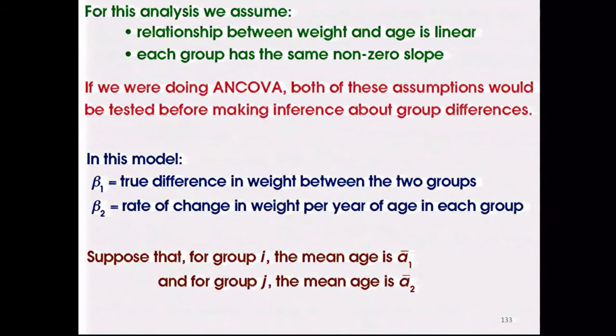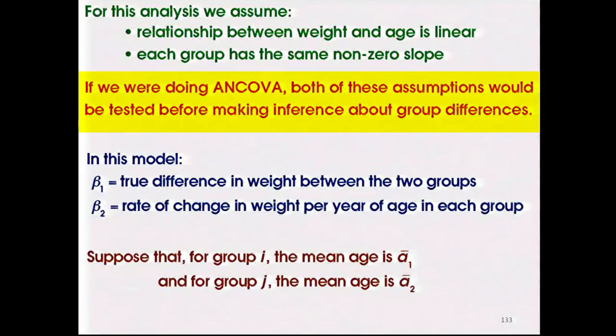So for this analysis, we have to assume that the relationship between weight and age is linear, and we have to assume that each group has the same non-zero slope. So I have to assume that my lines are parallel. Now if we were doing the analysis of covariance, you could test both of those assumptions before you make any inference about the differences.